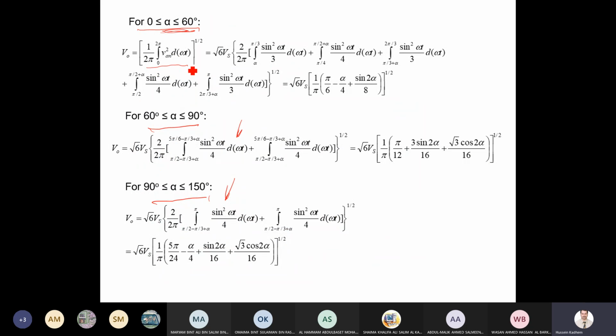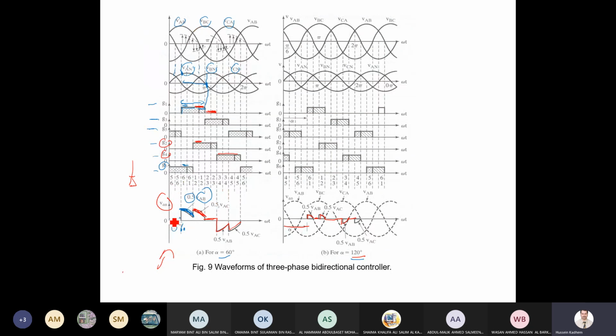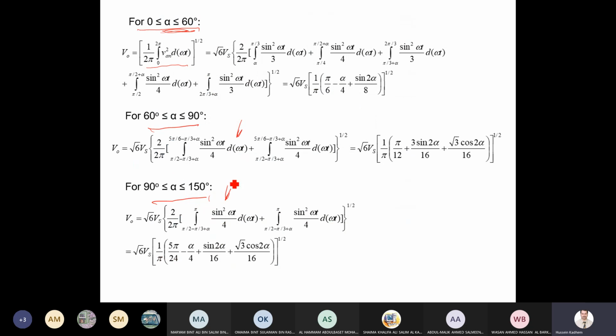This is the general form for RMS. I will integrate VAN. Okay, so let me go back. I will integrate from here to here 0, integration of 0. From here to here, integration of 0.5 VAB. From here to here, 0.5 VAC. From here to here, 0. From here to here, 0.5 VAB and so on. You got it? These are the parts.